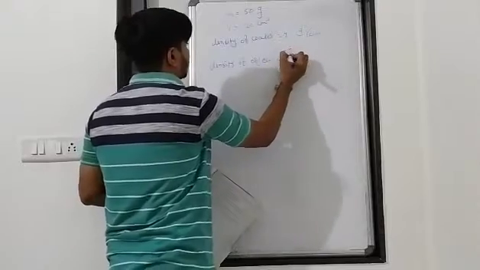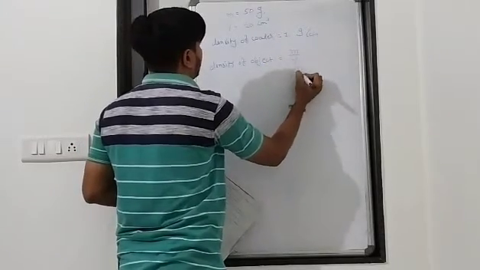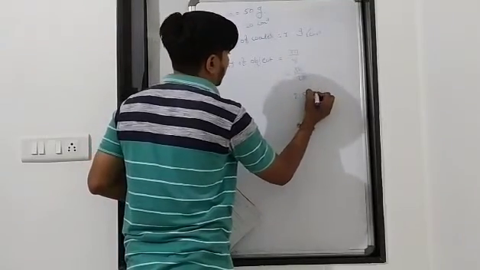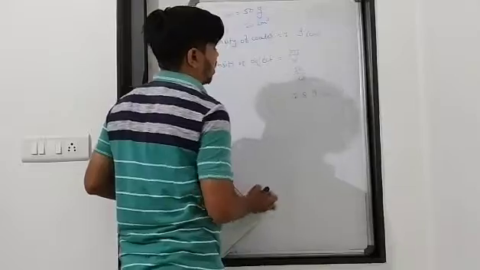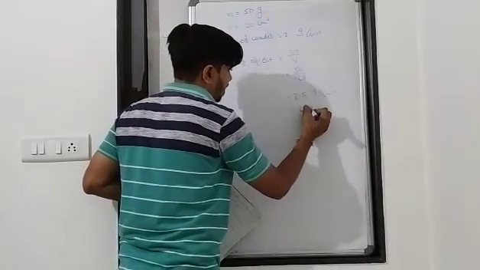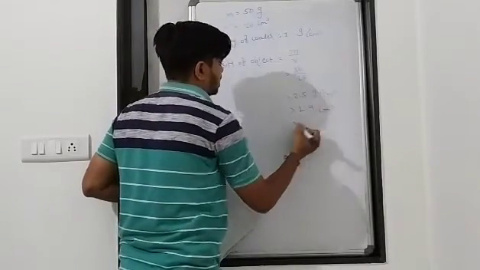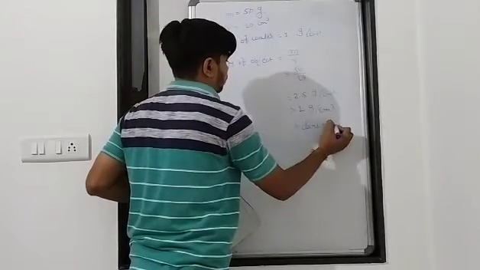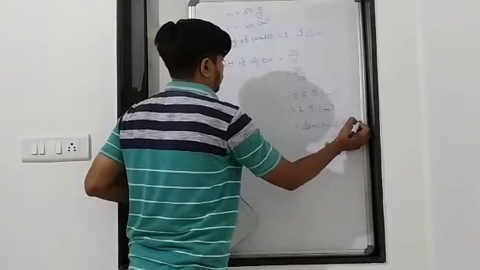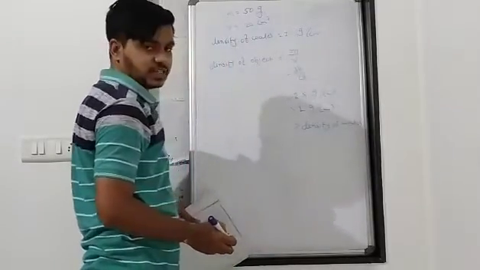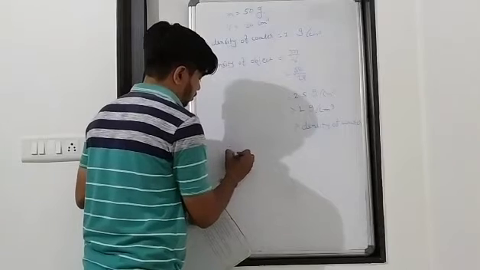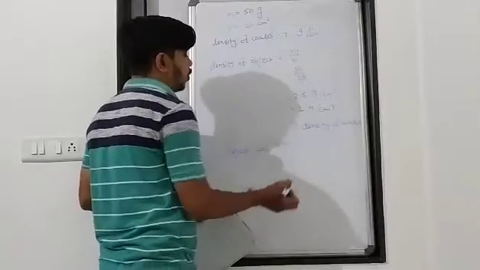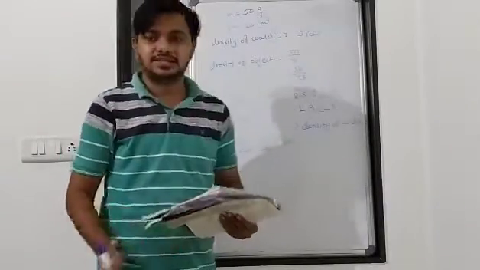So the density of the object is equal to mass by volume. Mass is 50, volume is 20. 0, 0 cancel out. The answer is 2.5 gram per centimeter cube, which is greater than 1 gram per centimeter cube. Or you can say that it is greater than the density of water. The density of the object is more than the density of water, so the object will sink. So the object will sink because its density is greater.